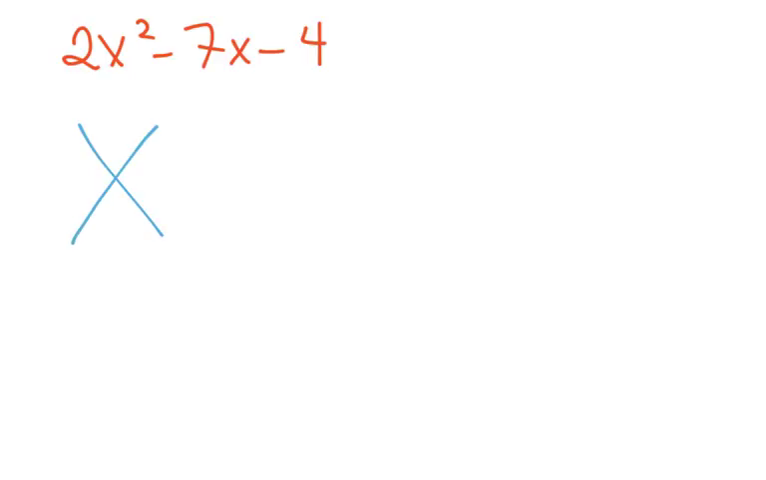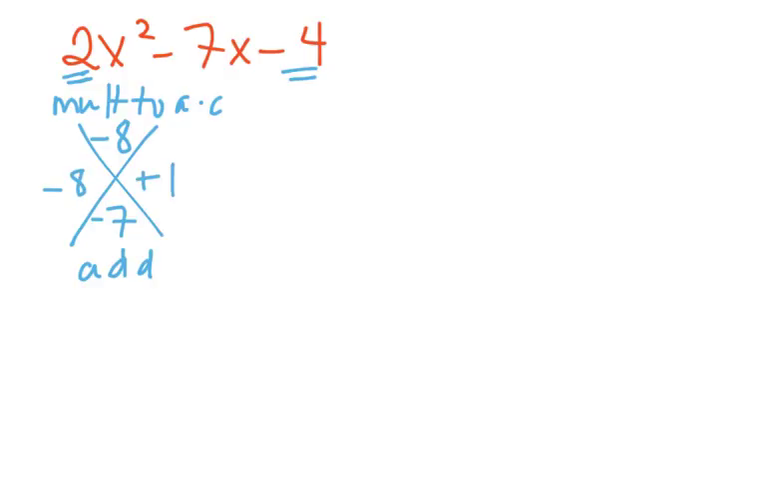In this case, we're going to make a diamond, but it's going to be multiplies to C. In this case, A is 2, C is negative 4. So multiplies to negative 8, adds to negative 7. Okay, so that's the big difference here. Multiplies to AC, adds to B, negative 7. Okay, so let's think about this. It's probably going to be 8 and 1. In this case, negative 8 and positive 1.